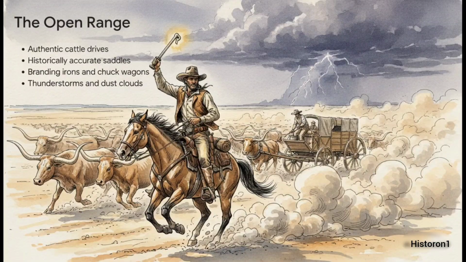And this brilliantly illustrates the other half of that frontier economy, the open range. We are talking authentic, totally grueling cattle drives across endless plains. The cowboys wore historically accurate clothing, rode in authentic saddles, used branding irons, and relied entirely on chuck wagons for their survival. The scale of this is just breathtaking.